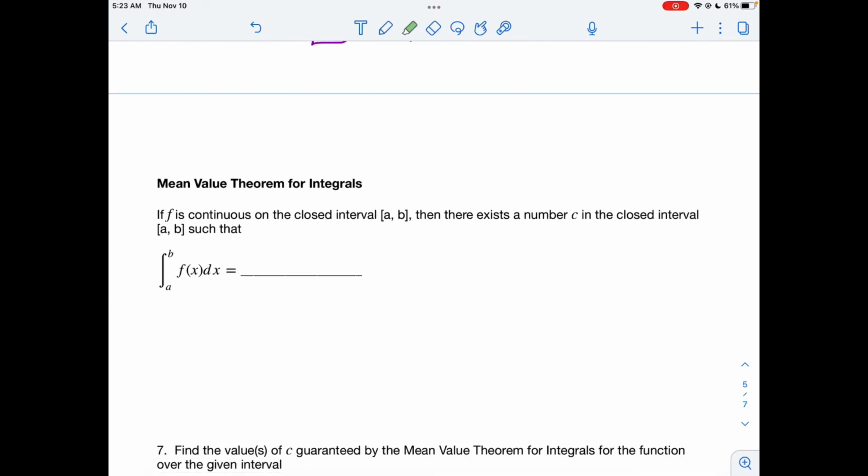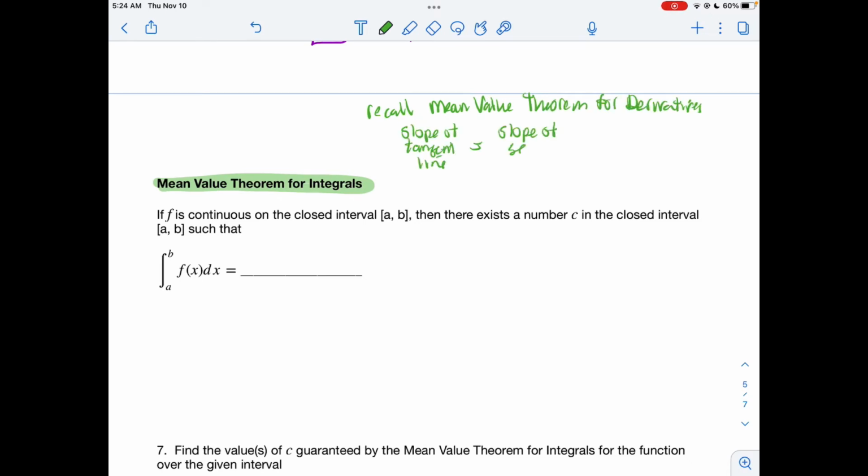Okay, now we're going to find the mean value theorem for integrals. Before I find the mean value theorem for integrals, recall our mean value theorem for derivatives. Remember, derivatives focused on the slope of the tangent line. So the mean value theorem for derivatives was simply the slope of the tangent line equals the slope of the secant line, which in notation was f prime of c is equal to f of b minus f of a over b minus a.